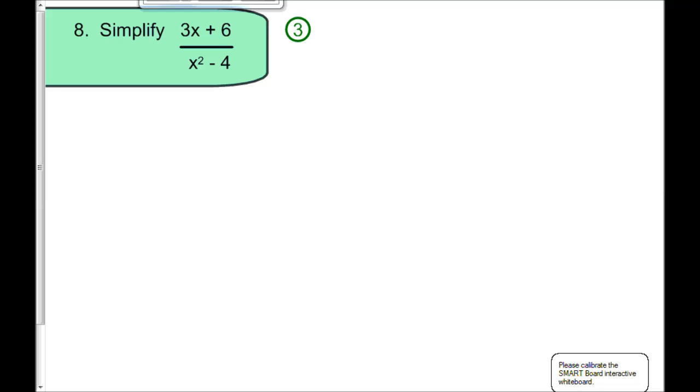Question 8, so sticking with algebraic fractions, simplify this for 3 marks. Now remember, simplify usually involves factorizing, putting into brackets. Now the quadratic underneath, you can see there it's a quadratic because it has the x squared there. That one will be a little simpler to do. The top is the one that people forget to do. You can factorize the top there.